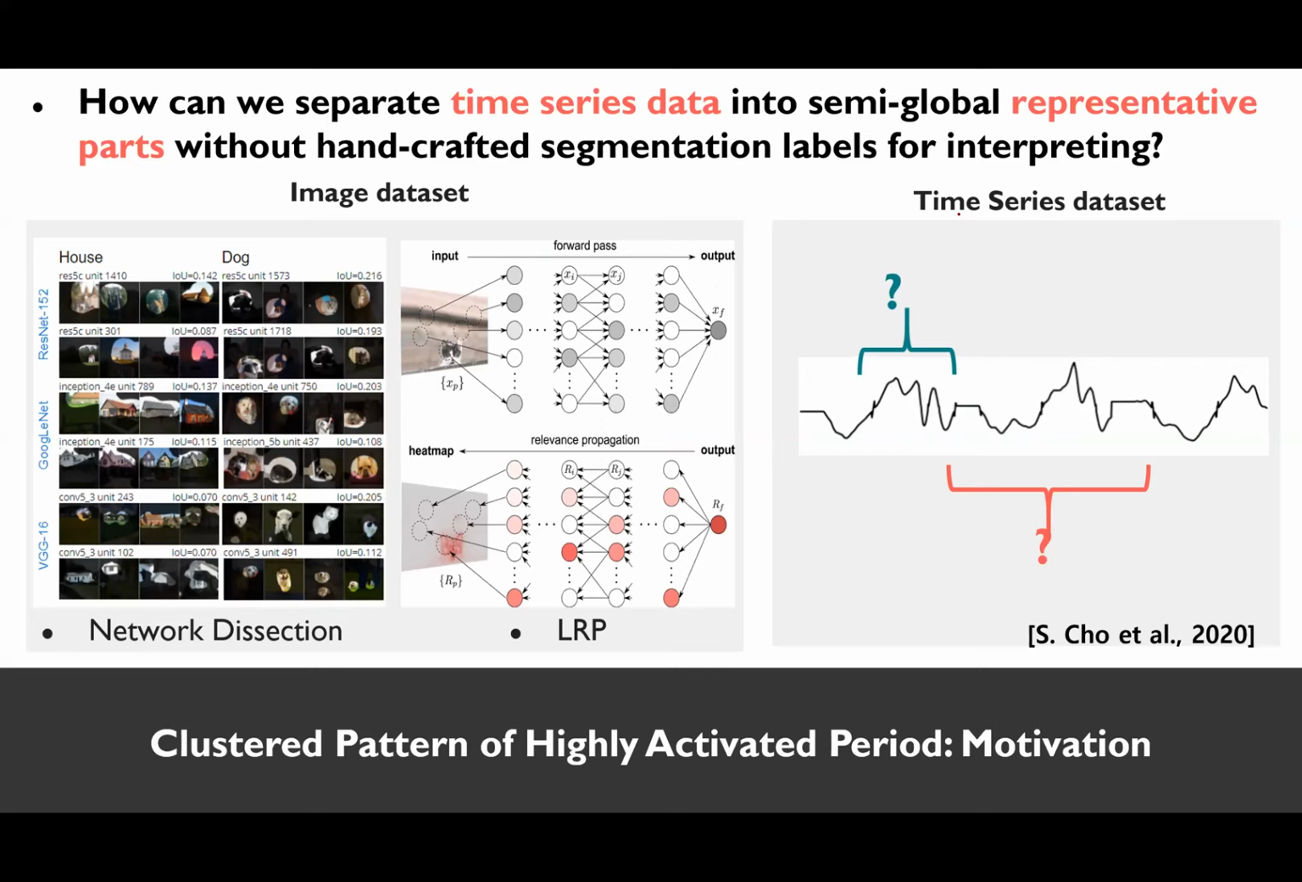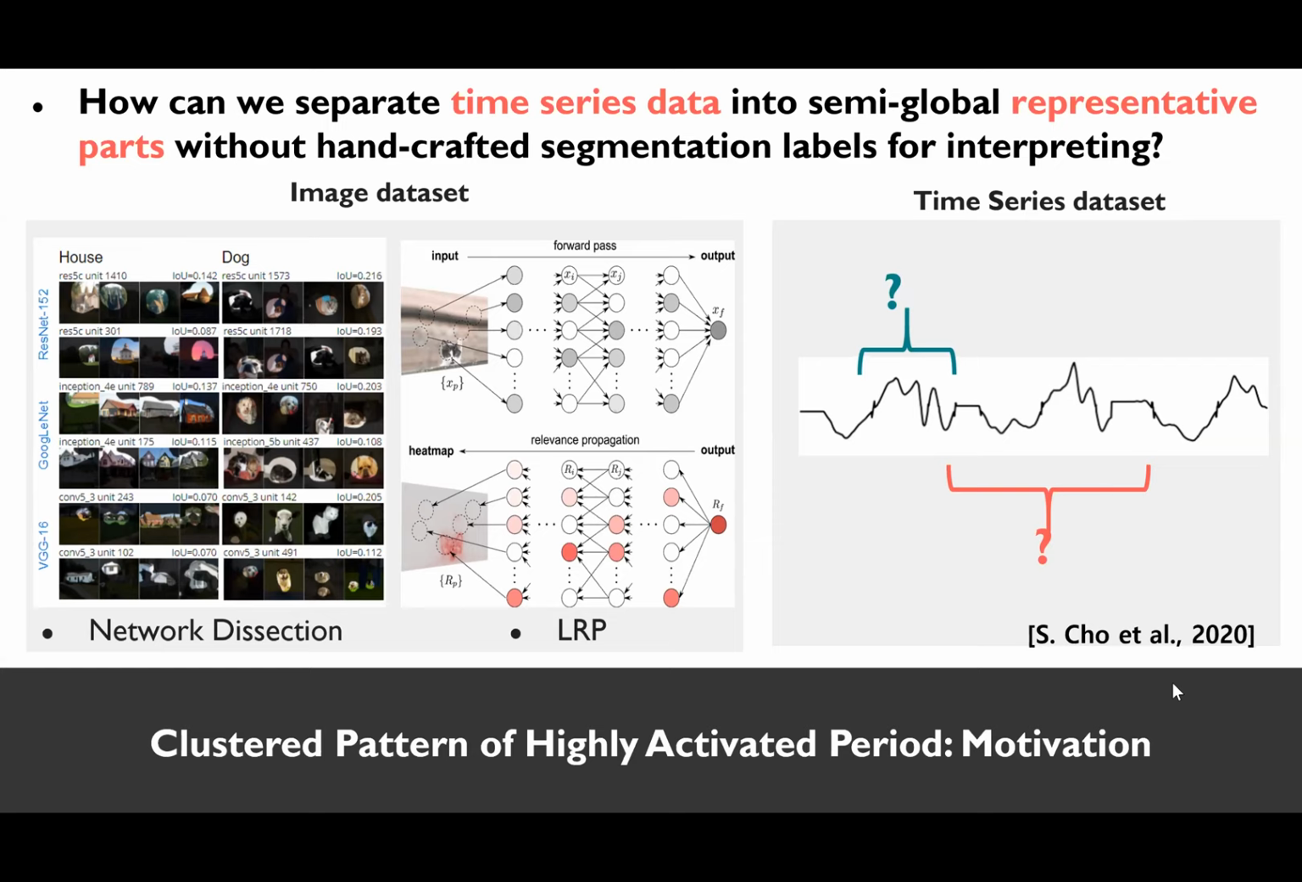So what we have recently been doing in our lab is to train the temporal deep neural network first, apply the LRP algorithm, and try to make something similar to network dissection in time series data. So how can we separate the time series data into semi-global representative parts without handcrafted segmentation labels? Of course, as we discussed in the previous section, network dissection requires a semantic segmentation model, which requires semantic segmentation labels.